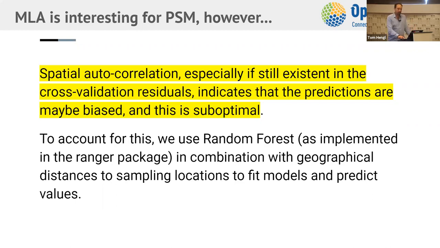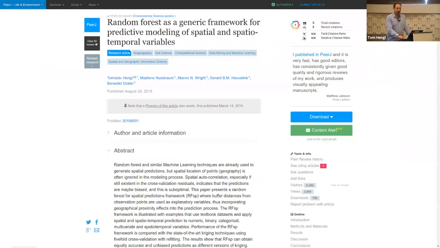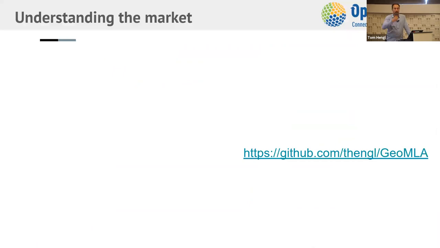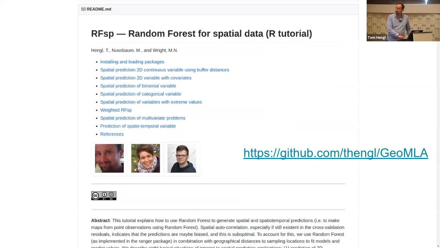And then out of this testing, I got, okay, this is very interesting. So we wrote this paper and we said, actually you could use a random forest. You don't have to do any kriging. You could use random forest to do spatial prediction with spatial autocorrelation and everything. We wrote that paper and there is also a tutorial, and I will go through some of these things from the tutorial today. It's a step-by-step explanation. We also explain how to do continuous, binomial and categorical variables, and what you have to be careful with if you have extreme values.